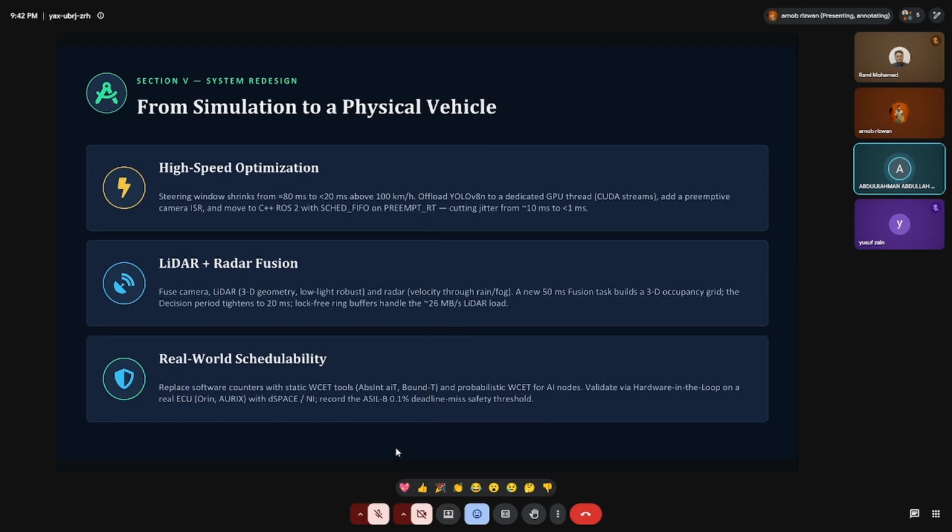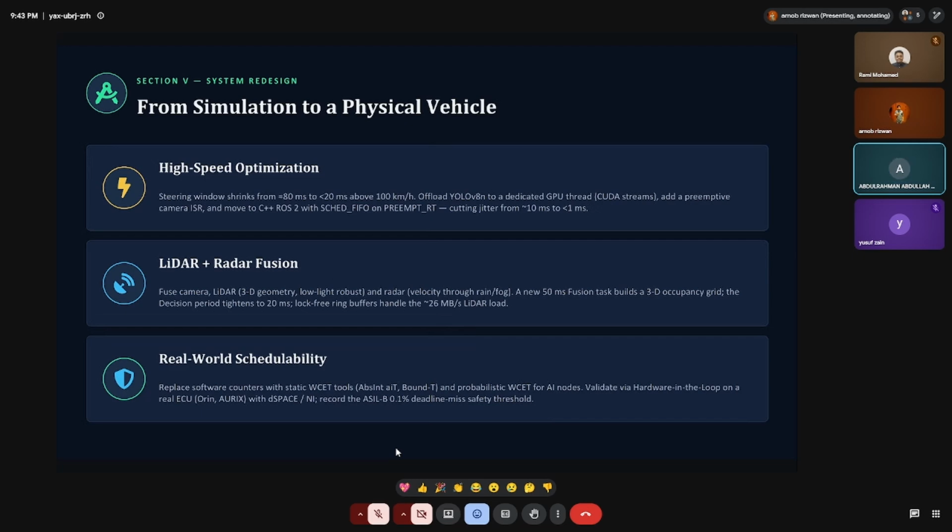The second thing is the lidar and radar fusion. A real car needs more sensors than just a camera. Lidar helps see in low light, and radar works in rain and fog. We add a new fusion task running every 50 milliseconds to combine all the sensor data into one 3D map. The third thing is real-world schedulability.